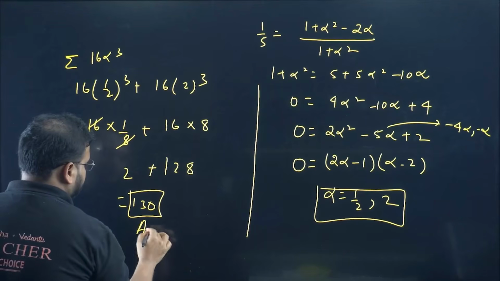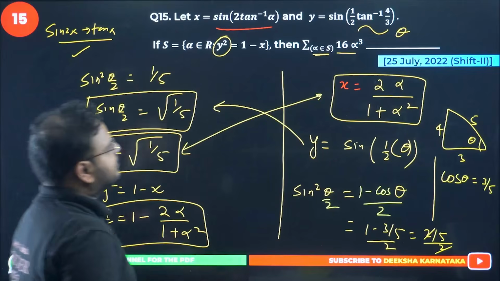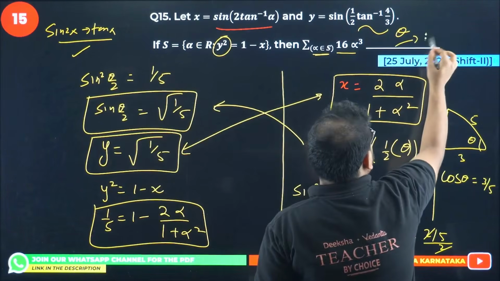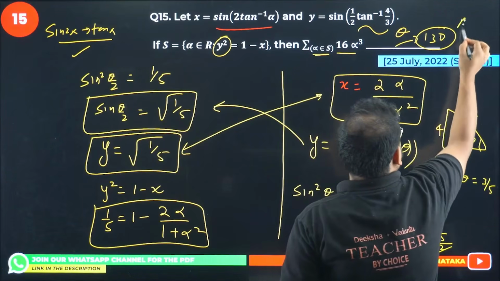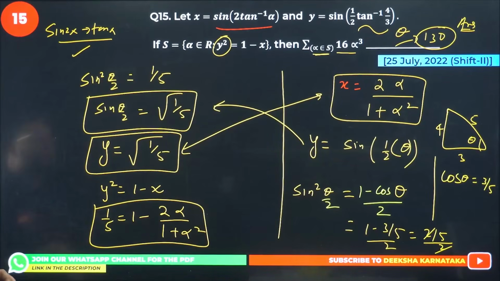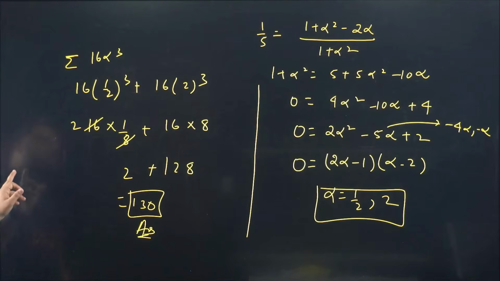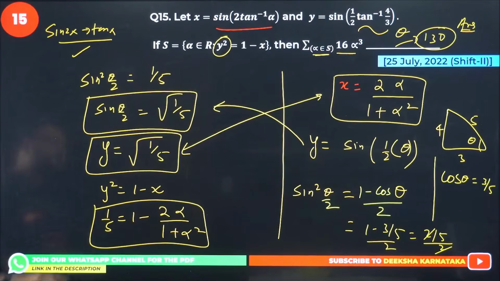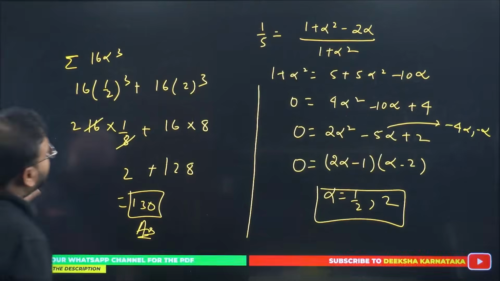130 is the answer. Please check. So this will be coming as 130. That's the final answer. Got it? Please check. Simple question. 15th one is done. Yes. Clear, visible. Question number 16 now.